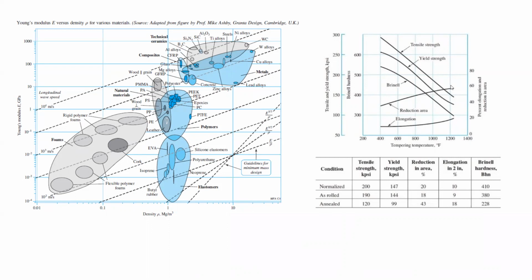So in general, the tensile strength and the yield strength, unsurprisingly, always correlate to each other. But as you'll notice, the Brinell hardness of the material also goes down as the tensile strength and yield strength tend to go down, which kind of makes sense.